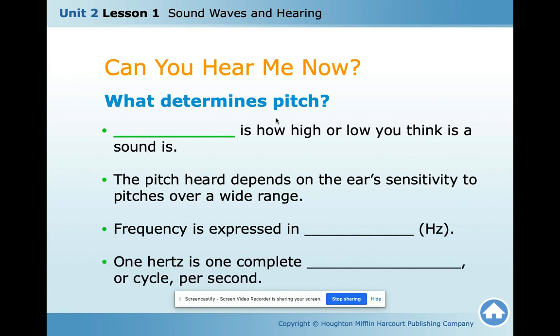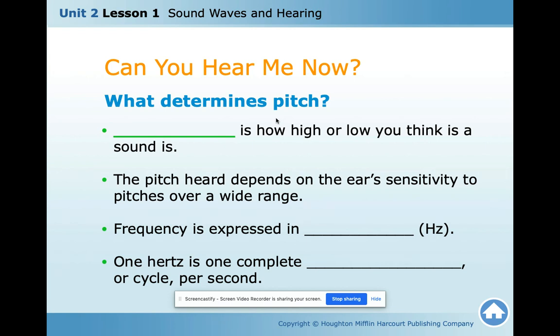Pitch. Pitch is something that we've all kind of heard about, but maybe don't know too much about it. Pitch is how high or low you think a sound is, and it depends on the ear's sensitivity to pitches, and that can be personal, but humans in general have a range that they can hear. For instance, dogs can hear a higher pitch than humans. So depending on the species of animal, the pitches change in that range, okay?